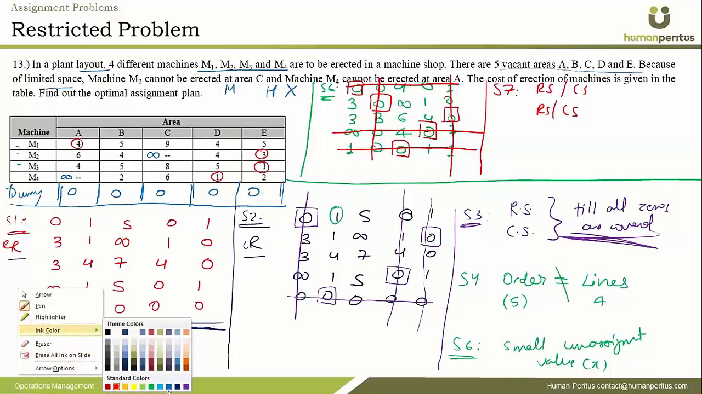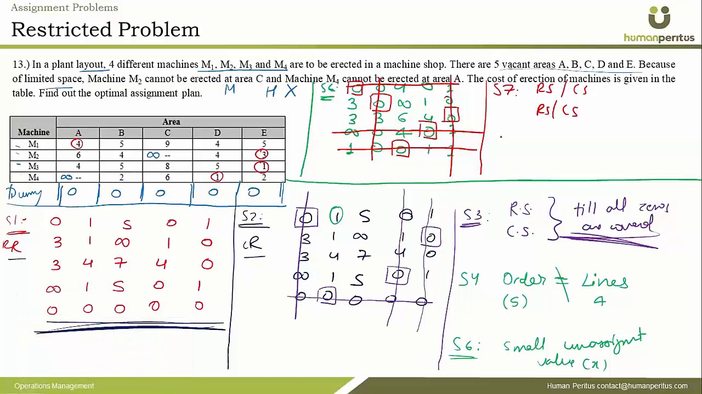The next thing is to check the order of the matrix and the number of lines. As you can see, the order of this matrix is 5. Number of lines: 1, 2, 3, 4, 5. So the number of lines is also 5. So the optimum solution has been reached. These are the corresponding assignments.